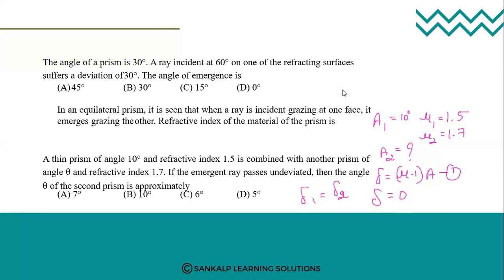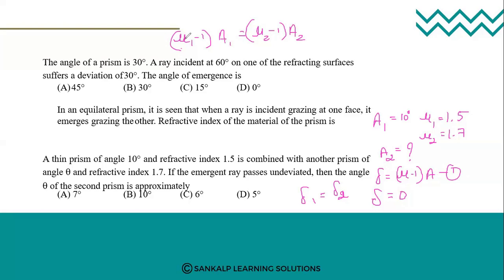So therefore equation 1 can be written as delta 1 is equal to delta 2. So what can we write? That is mu 1 minus 1 into A1 is equal to mu 2 minus 1 into A2, right? So now here mu 1 and mu 2 values are both there. The A1 value is there, only the A2 value we need to find. You can try the simplification.